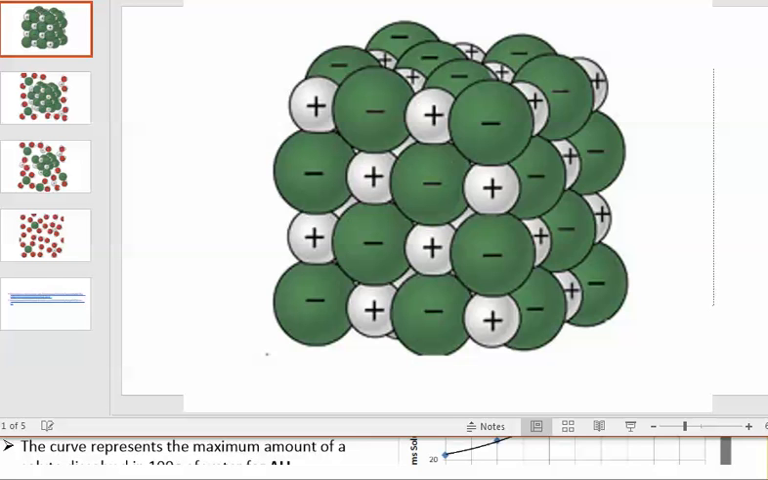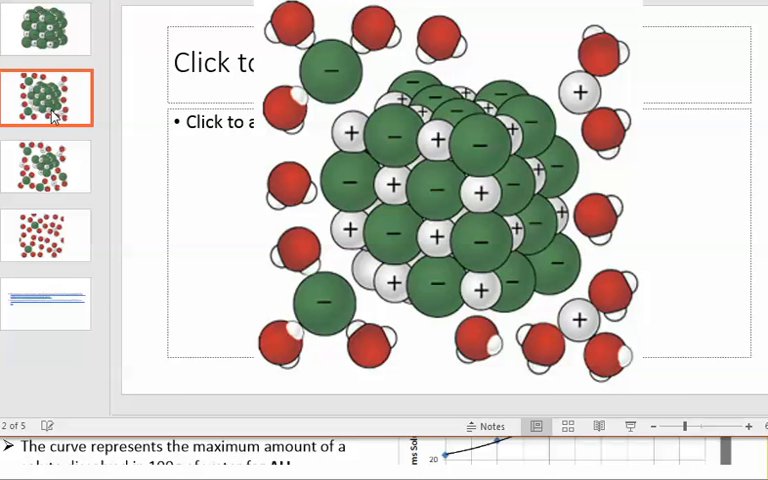This is sodium chloride. The white spheres are my sodium ions, and the green spheres represent the chlorine ions. So what ends up happening when this is placed into water? The water molecules are going to surround them. Now remember from our previous unit, the hydrogens are going to be partially positive and the oxygens partially negative. So what's going to happen is the water is going to surround each ion and pull it into solution.